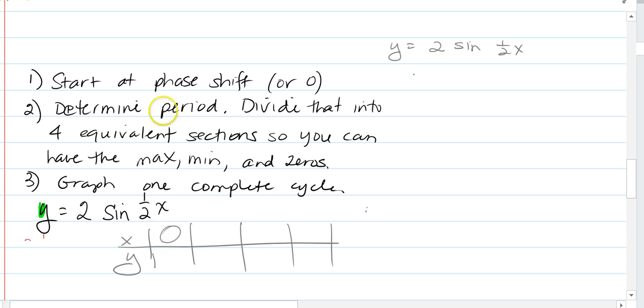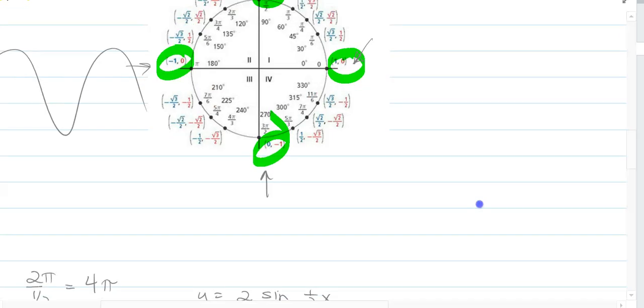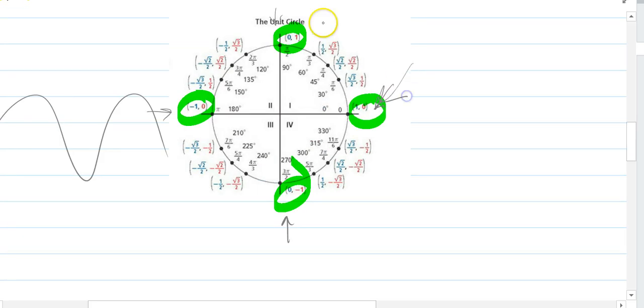Step 2, determine your period. Now remember the period is 2 pi divided by b. In this case, b is 1/2. So 2 pi divided by 1/2 would be what? 4 pi. So now 4 pi goes in this last spot. So in other words, I need 5 points. I need 1, 2, 3, 4, 5 points.